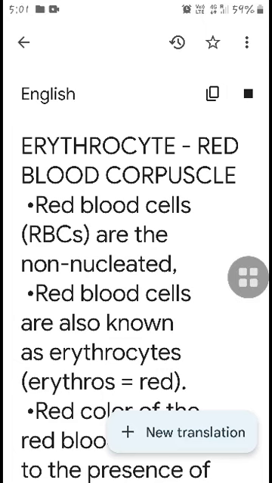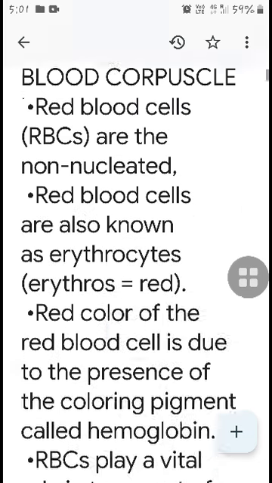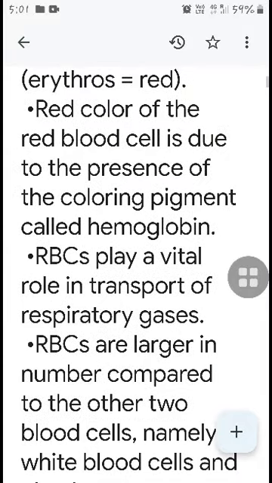Erythrocytes, red blood corpuscles, red blood cells, RBCs, are the non-nucleated cells. Red blood cells are also known as erythrocytes. Erythros equals red. The red color of the red blood cell is due to the presence of the coloring pigment called hemoglobin. RBCs play a vital role in transport of respiratory gases.